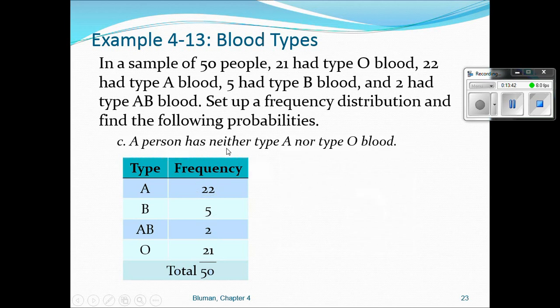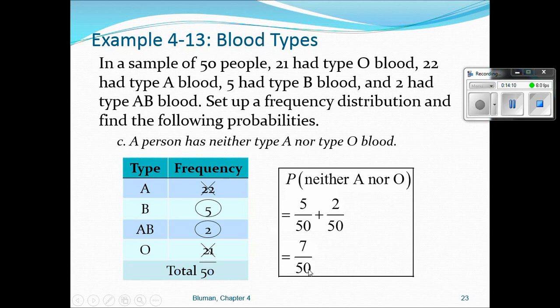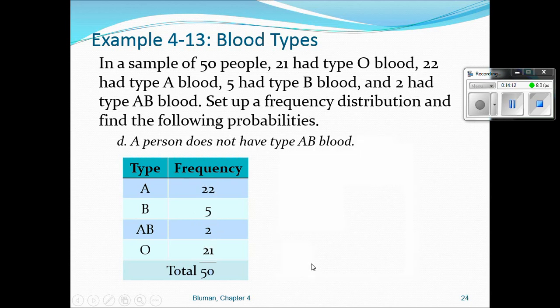The probability that a person has neither A nor O, you could do this one of 2 ways. You could find A or O and take the complement of it. Or you could just eliminate A and O. So we're not looking for A, we're not looking for O. What's everything else that's left? Type B and type AB. So 5 plus 2, you got 7. There's still 50 total. What about a person that does not have type AB blood?